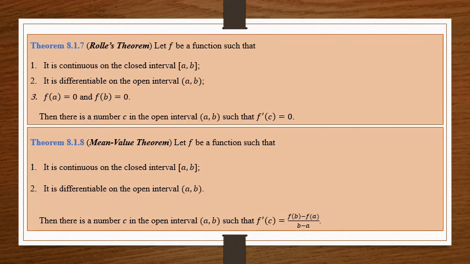But here in the mean value theorem, there exists a number c in the open interval (a, b) such that f prime of c is equal to f of b minus f of a over b minus a. So, this is the difference between the mean value theorem and Rolle's theorem. Because in Rolle's theorem, class, the f prime of c is equal to 0. Here, there is a formula: f of b minus f of a over b minus a.